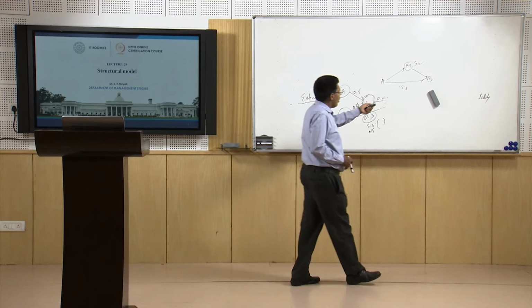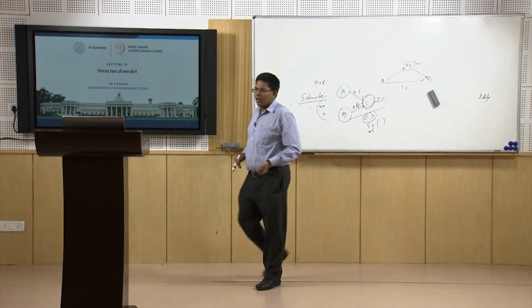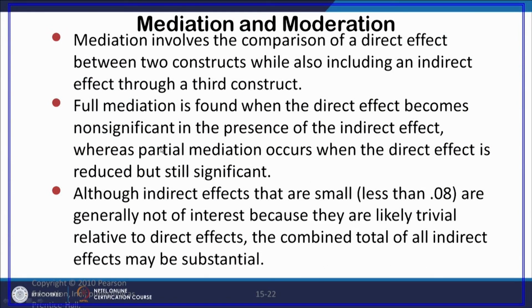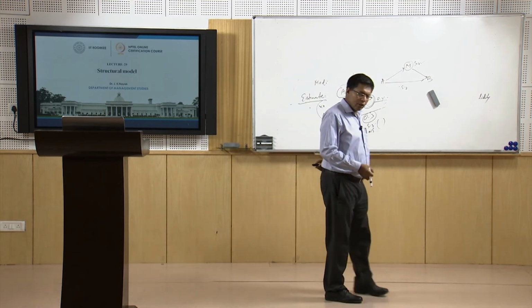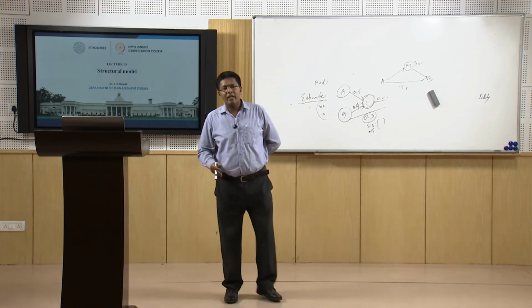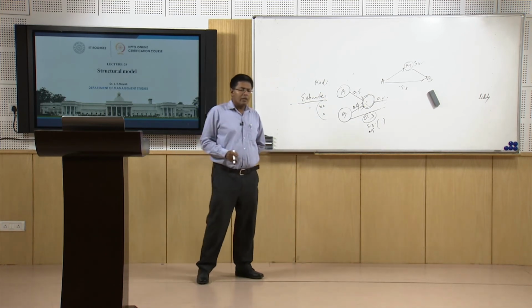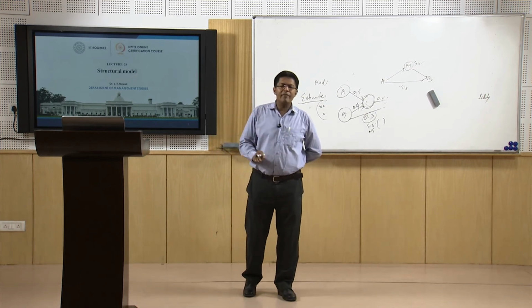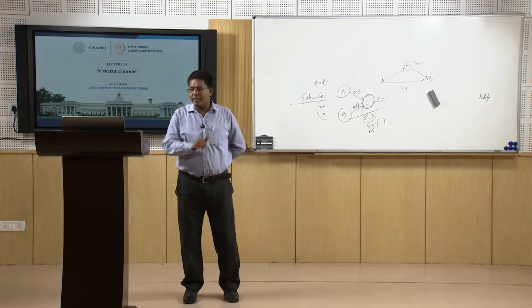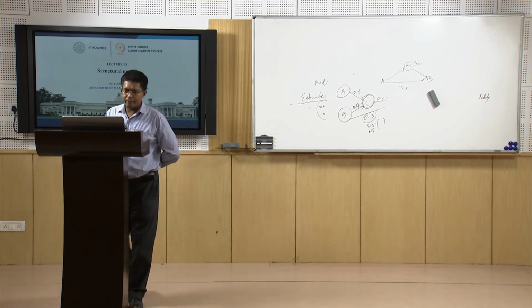So, when it is non-significant in the presence of the indirect effect, that is full mediation, whereas partial mediation occurs when the direct effect is reduced but still significant. That means what? If I go directly, I will also get some money, for example, but if I go through somebody, I will get more money, that is a partial mediation. But suppose if I go directly, I will get no money, but if I go through somebody, I will get full money, then it is a full mediation, as good as that, right, you have to understand.